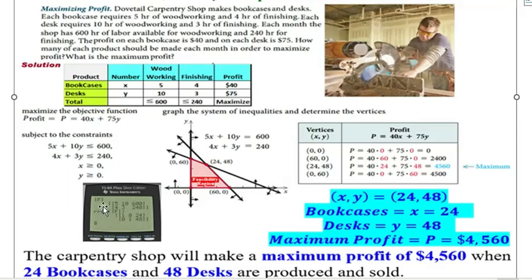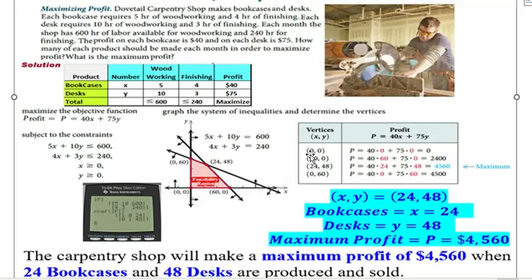Create a matrix called F, and that matrix is for x is 5, 4, for y is 10, 3, then augmented with 600, 240, then do rref of F, then that is 1, 0, 0, 1, and the result is 24, 48. That is, this corner is 24, 48. Then evaluate the objective function, which is the profit 40x plus 75y at the corner points.